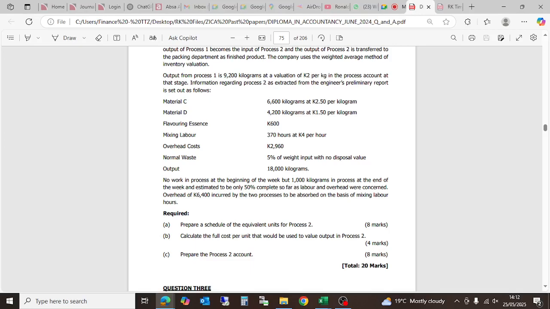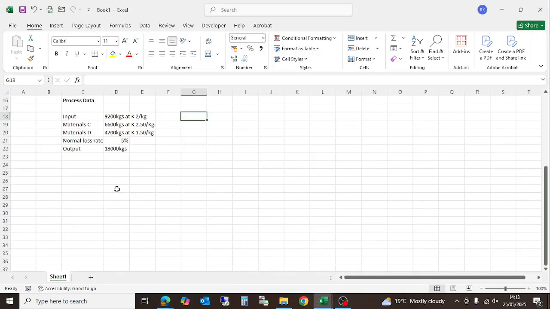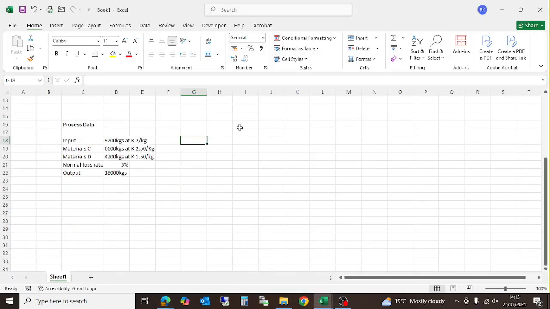So the first question is 8 marks. They want us to prepare a schedule of the equivalent units for process 2. We want to find out how much our equivalent units are. They say they are 50% complete. I'll be coming back here if I need information, but we'll have to create a format to be able to determine this.